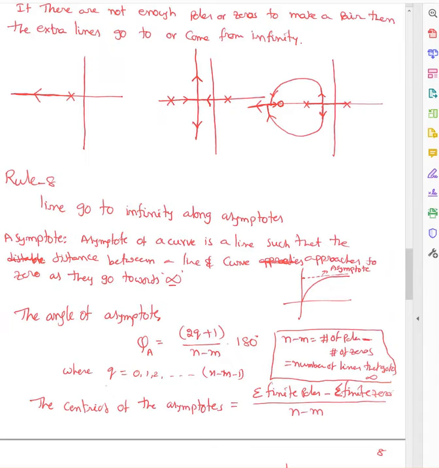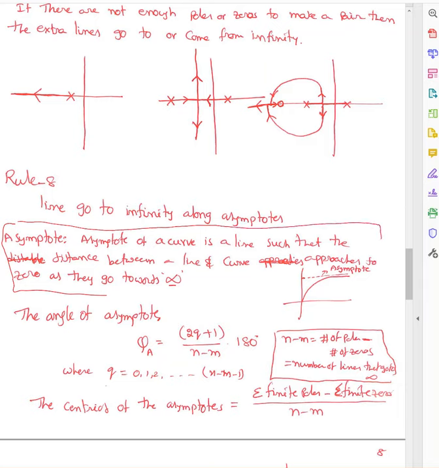here is the definition. An asymptote of a curve is a line such that the distance between the line and curve approaches 0 as they go towards infinity. So basically, asymptotes tell us which direction the Loci is going. That's what asymptote means.